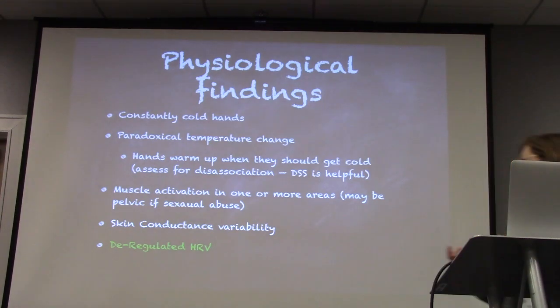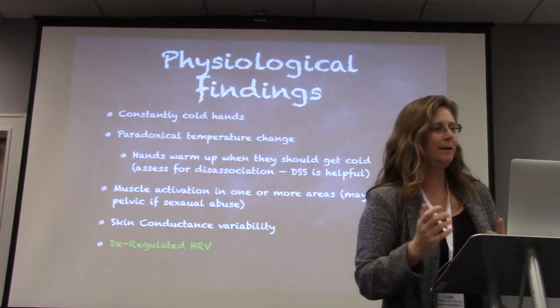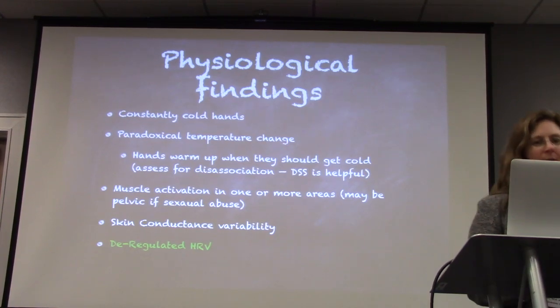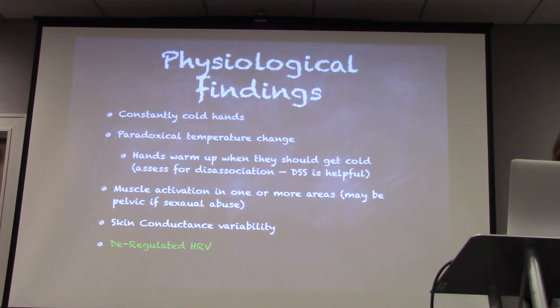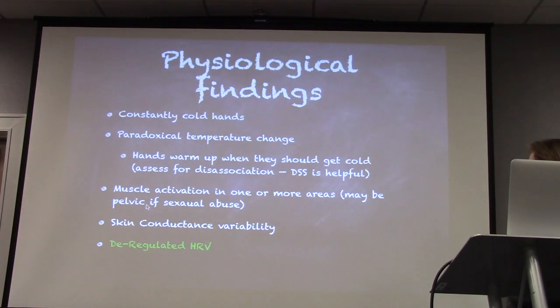So physiological findings. When we look at doing a psychophysiological stress assessment, I'm looking at people who have cold hands. They come in your office, you shake their hand, and cold. Those are really easy to see. Paradoxical temperature change is another one that we'll see when we start looking at stress assessment, and I'll cue up a few of these in just a second. And muscle activation, so one or more areas is hyperactivated.